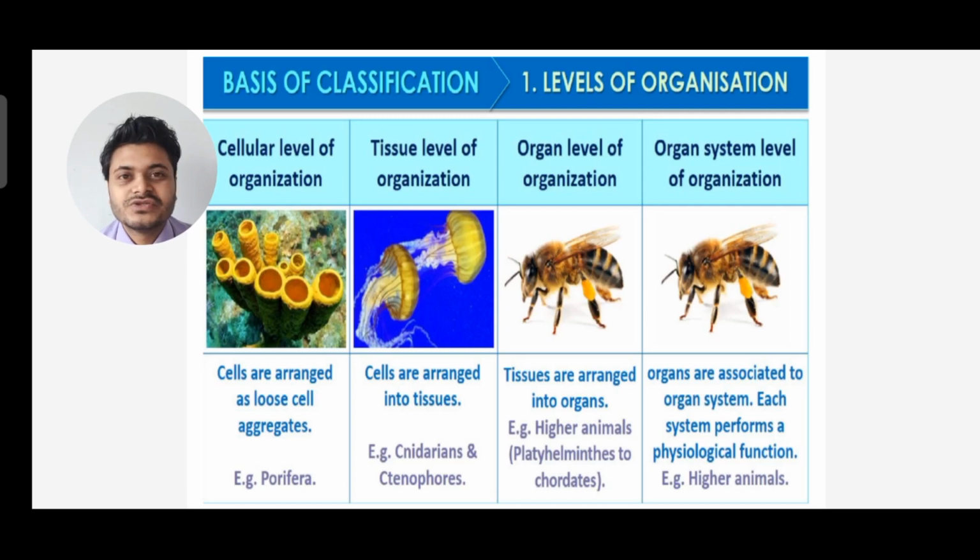Here organs are associated to form organ systems. Each system performs a physiological function. Example, higher animals. That means you have a separate circulatory system, separate nervous system, separate reproductive system, separate excretory system. Understood? So these are the four differences between cellular level organization, tissue level organization, organ level organization, and organ system level organization. So first is cellular level organization, tissue level organization, organ level organization, and last is organ system level of organization.